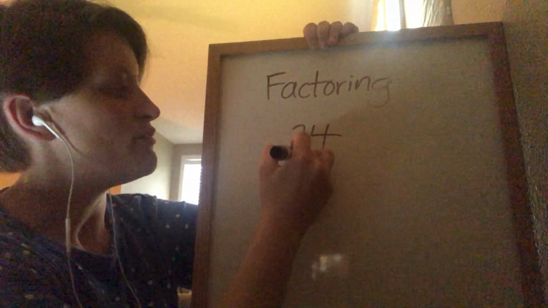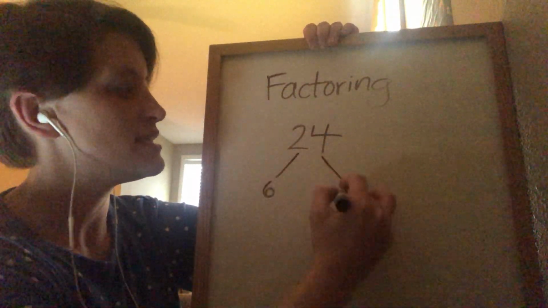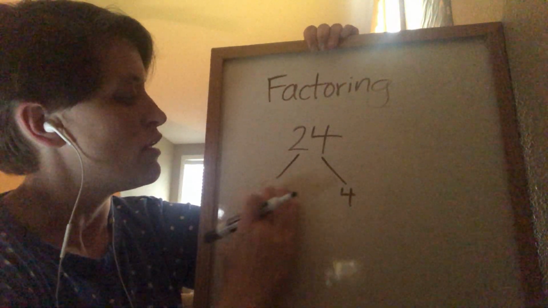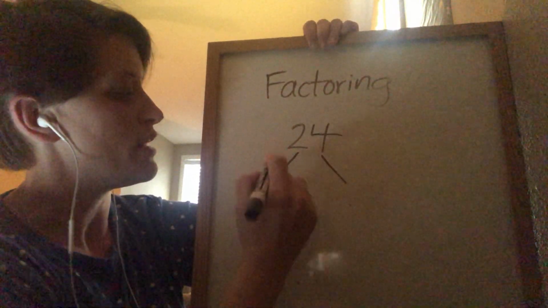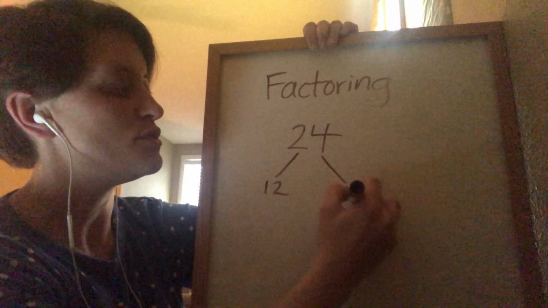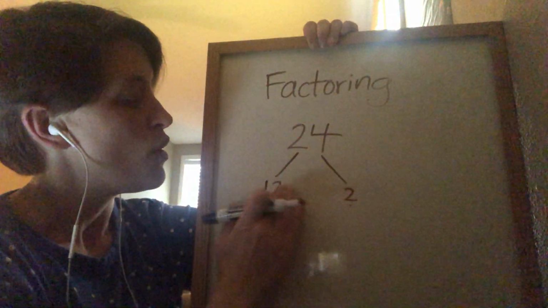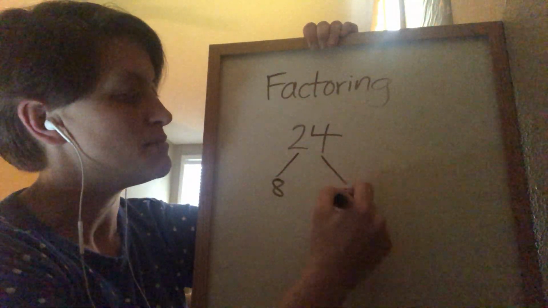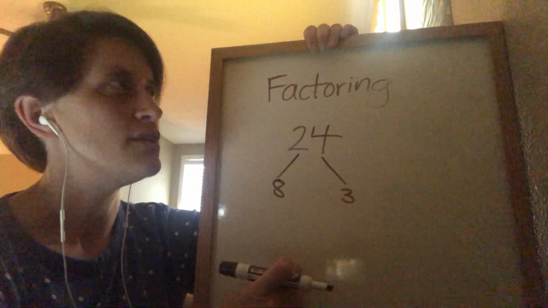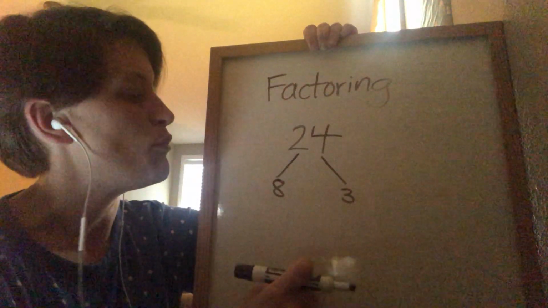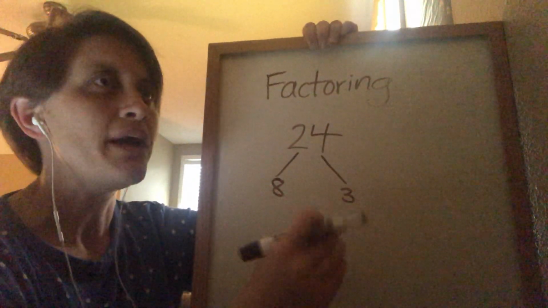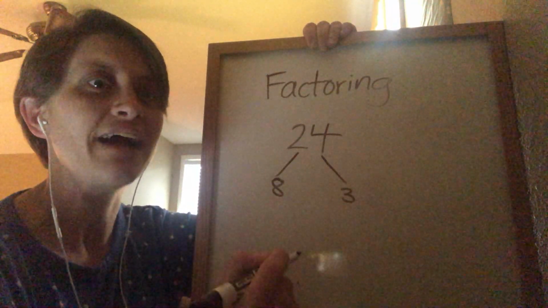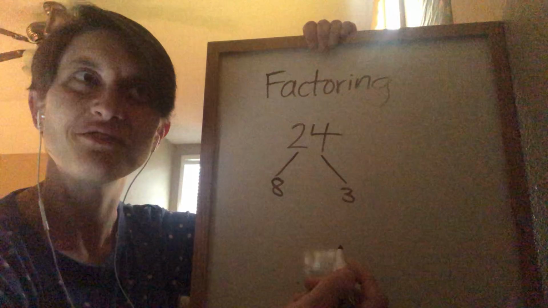We could factor 24 into 6 times 4. Those are factors of 24. We could also factor 24 into 12 times 2. We could also factor 24 into 8 times 3. And then 24 times 1, but that one's not really helpful. But there are lots of ways we could factor 24, but there's really only one way we can factor it into factors that can't be factored anymore, if that makes any sense.